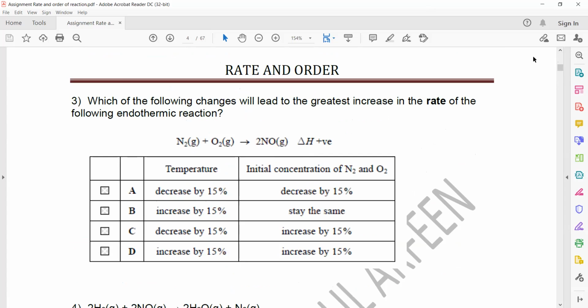Which of the following changes will lead to a greater increase in rate of the following endothermic reaction? So the reaction is endothermic. We know rate is directly proportional to temperature, and rate is directly proportional to concentration of the reactant as well. So what could be the right answer for question 3?